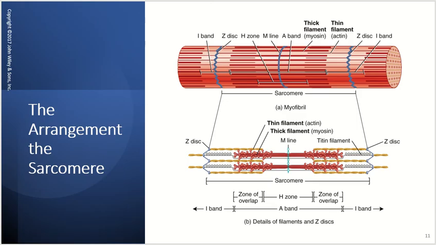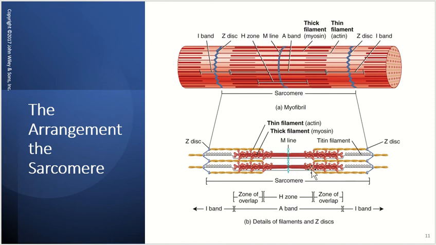So here we have an actual image to look at all of the things that we just talked about. We've got our Z discs that are going to mark the borders of our sarcomere here. We've got our A band and our I band here. We've got the H zone, that's going to have thick but not thin filaments. Our I band only has thin, and the M line is going to be running down the middle here.